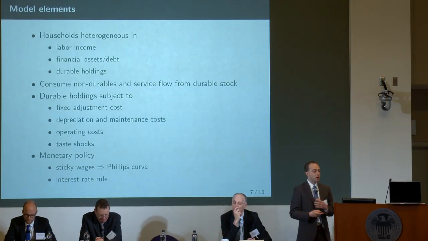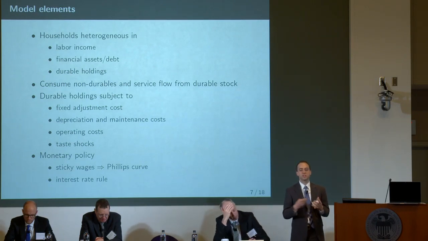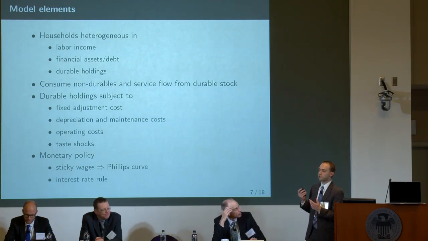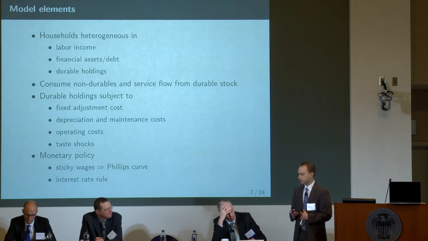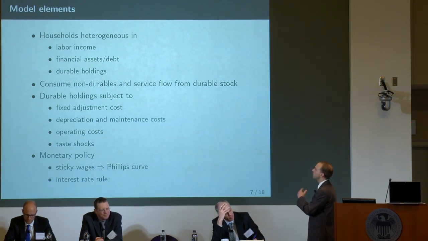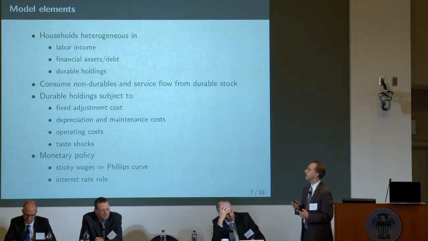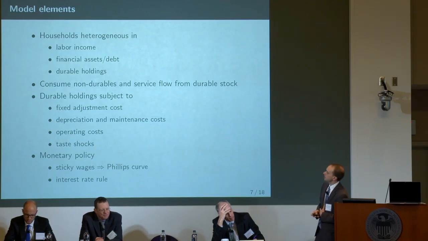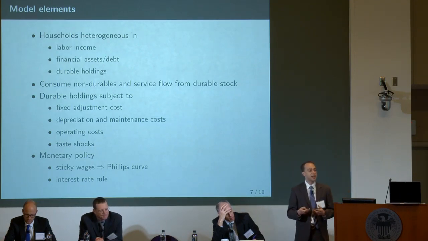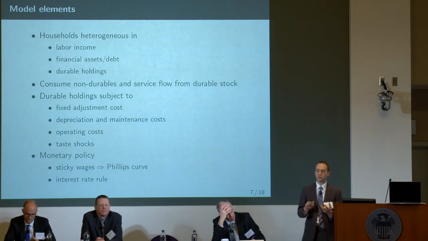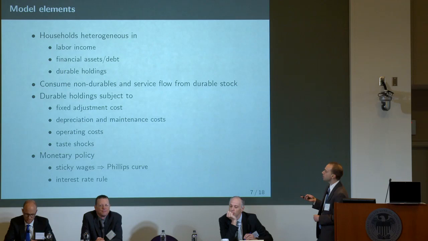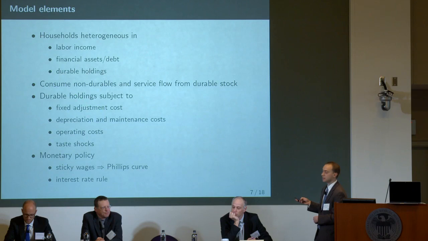Okay. So in this talk today, I'm going to sort of show you results from our paper. I'm going to give you this one-slide verbal description of what goes into the model and then just show you some results. Okay. So in the model, we have households who are heterogeneous in their labor income, their financial assets or debt, their durable holdings. They consume non-durables and they enjoy a service flow from owning durables. Okay? Their durable holdings are subject to a fixed cost. So you have to pay a fraction of your durables when you adjust them.